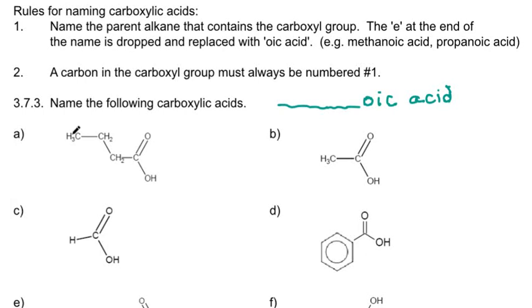So, in this first example, we have a primary which contains 4 carbons. I know this carbon is part of the carboxyl group. That's okay. It still counts. This is still considered to be a 4-carbon chain, and if it were just 4 carbons, we would call it butane.